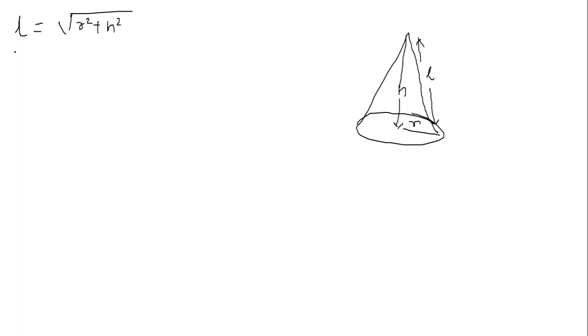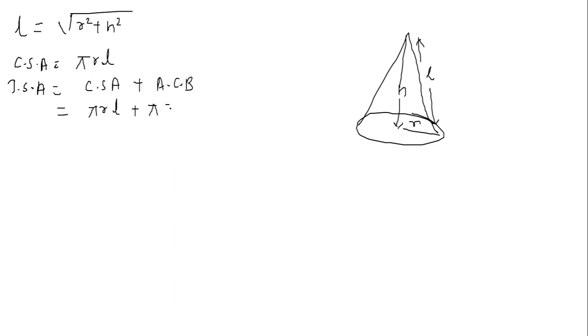The second formula that is important is the curved surface area. Curved surface area is equal to pi r l. The next formula that we have seen was total surface area. Total surface area means curved surface area plus the area of the circular base, which I am writing over here, that is equal to pi r l plus pi r square. Okay, so this was the total surface area formula. You can also write it by taking pi r in common, as pi r into L plus r. Yes, this is the formula for the total surface area.